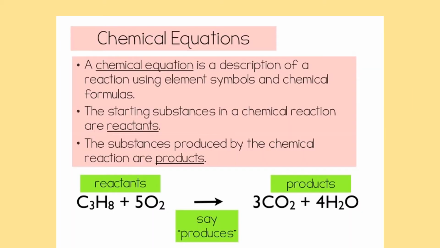Okay, so what's a chemical equation? It is a sentence that describes what's happening. The stuff on the left is reactants. The stuff on the right is products. And this arrow means produces or yields.